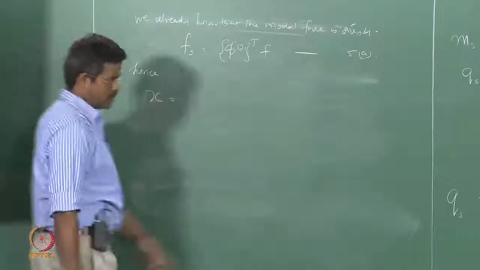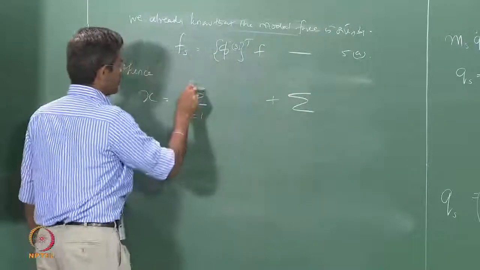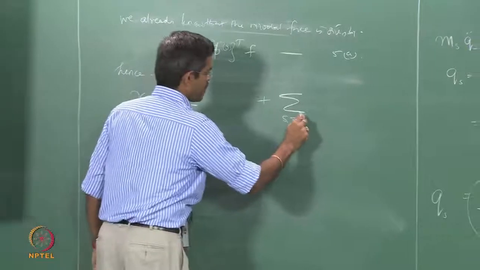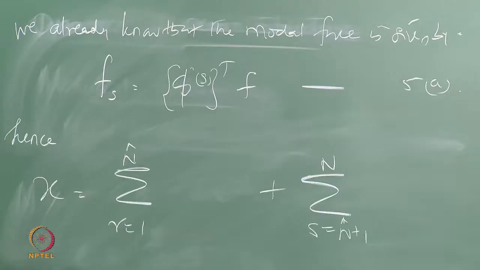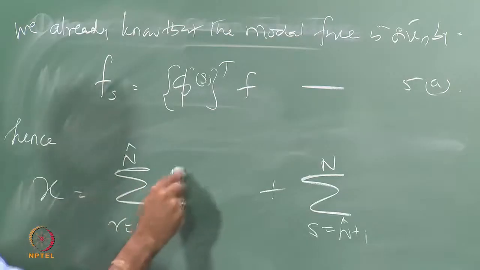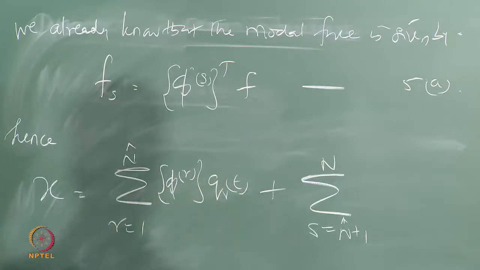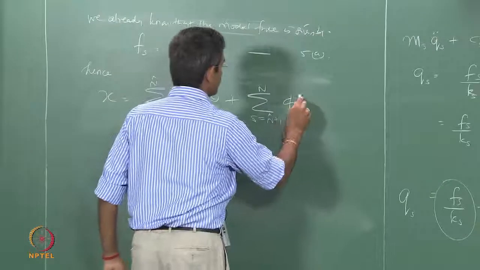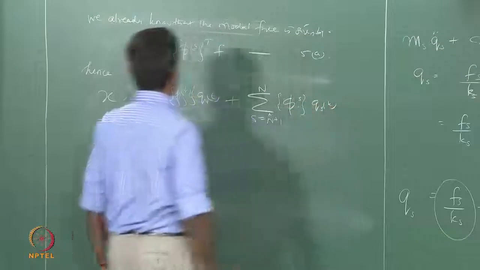Hence, x, which is equation 3 in terms of Qs, is rewritten now as the summation of r equals 1 to n hat and s equals n hat plus 1 to n, phi r q r of t, and I am going to replace this, yes, let us say phi s Qs of t, the same way.